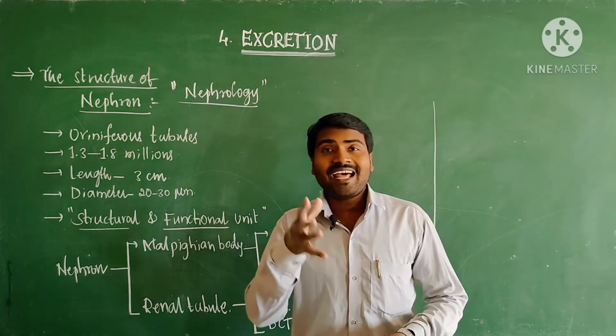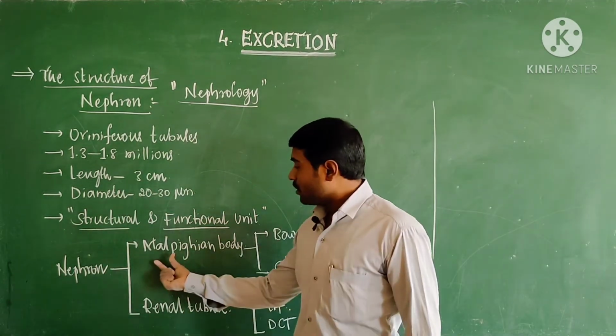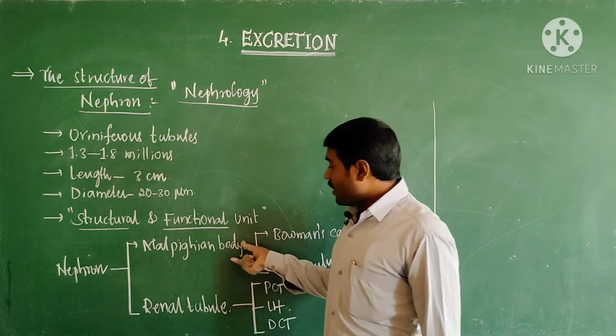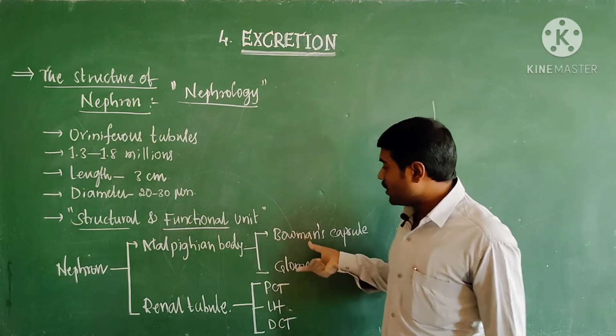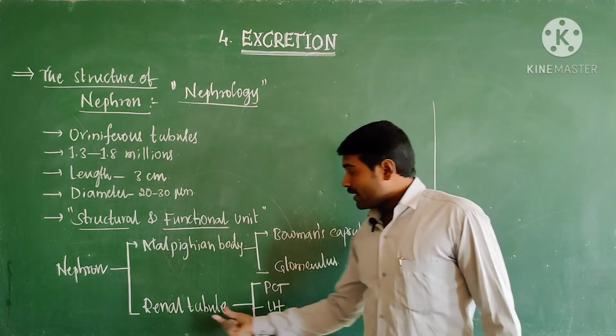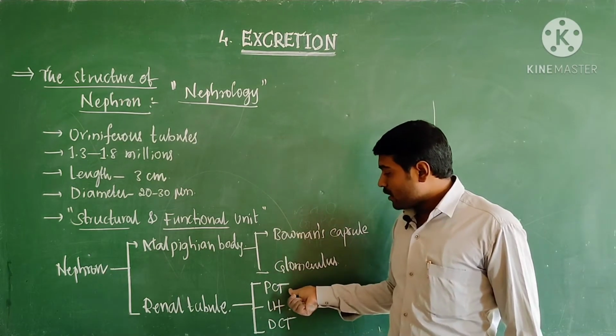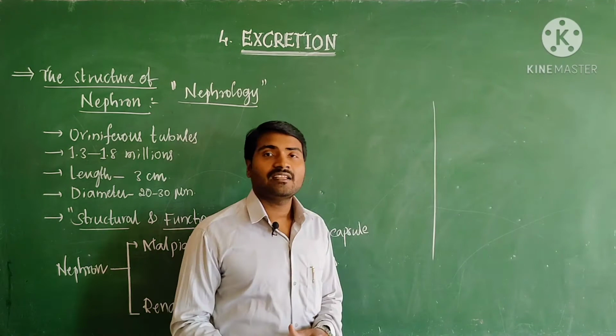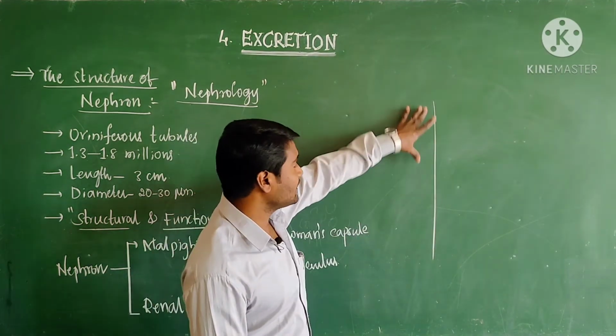So the nephron shows two distinct regions: the Malpighian body and the renal tubule. This Malpighian body is further divided into two regions: the Bowman's capsule and the glomerulus. The renal tubule shows three regions: PCT, loop of Henle, and DCT. Let us see the structure of the nephron. Here is a single line.